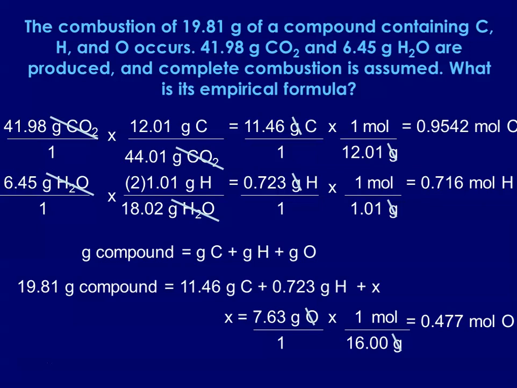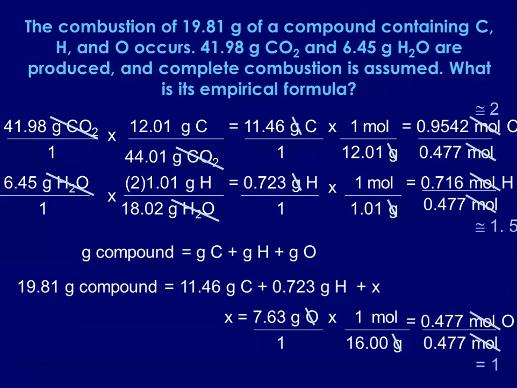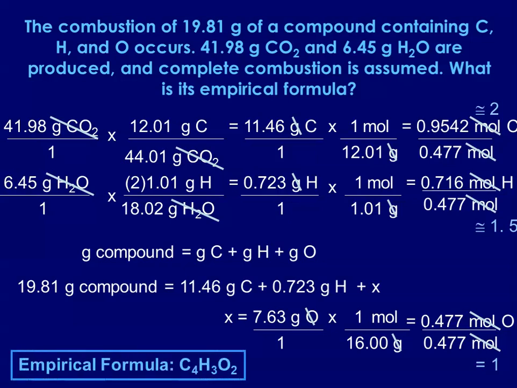Now that I have my moles of my respective elements, I take the one that I have the fewest of, which would be oxygen, and I divide all of my moles by that one. I get that carbon has a ratio roughly of 2, hydrogen has a ratio roughly of 1.5, and oxygen has a ratio of 1. Again, I can't just round up halves, so if I have to double the hydrogen, I also have to double the carbon and the oxygen. And by doubling it, I get 4 carbons, 3 hydrogens, and 2 oxygens, making up the empirical formula for this compound.